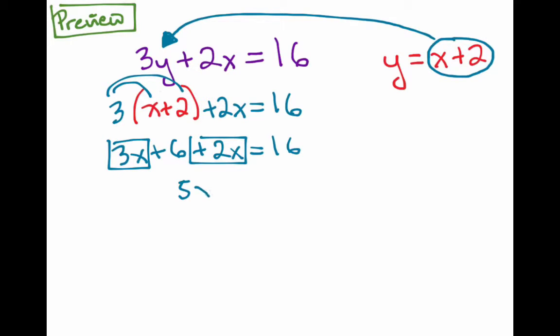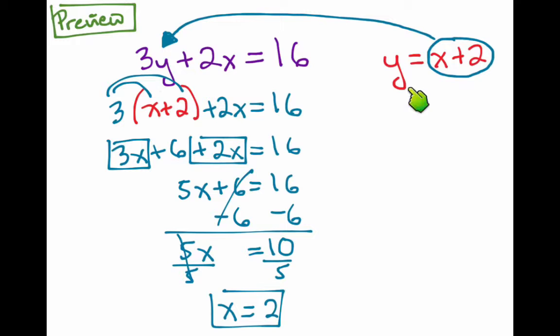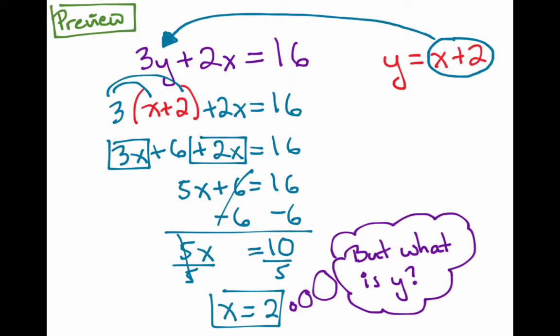Combine my like terms. 5x plus 6 equals 16. Subtract 6 from both sides, and you have 5x equals 10. And then divide both sides by 5, and you have x equals 2. Isn't that cool? Because I told you that y is the same as x plus 2, you were able to substitute that in and tell me what x is. Now the only question left is, but what is y? We still don't know what y is.